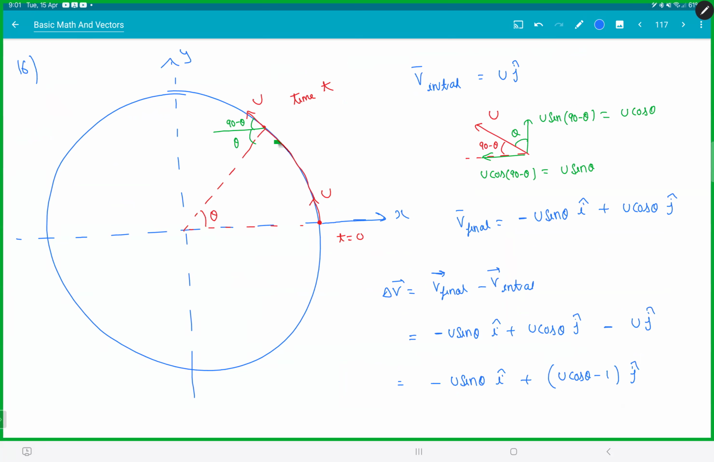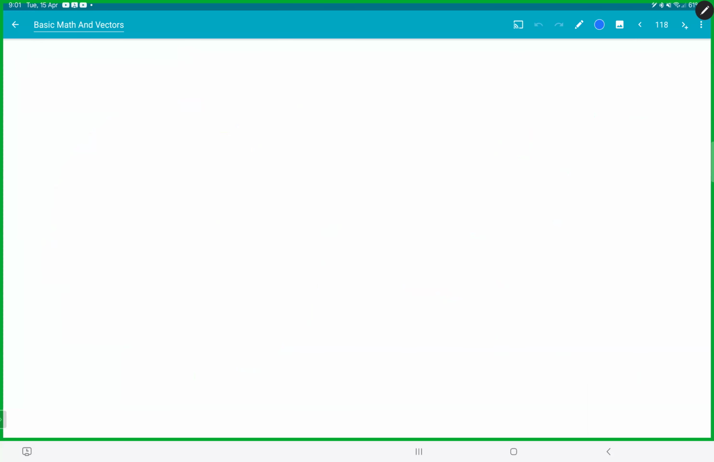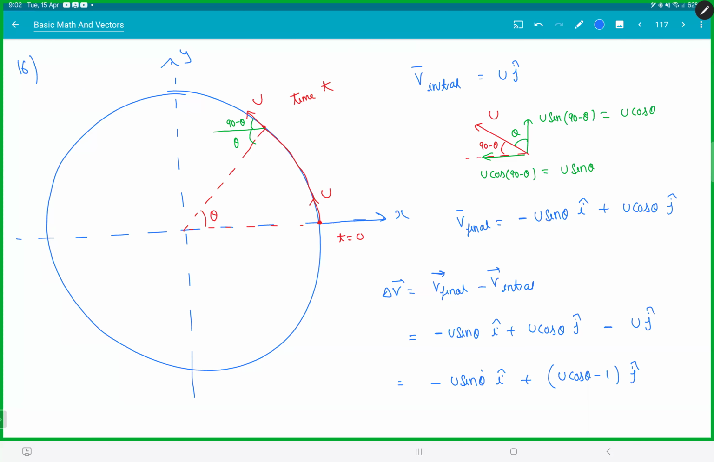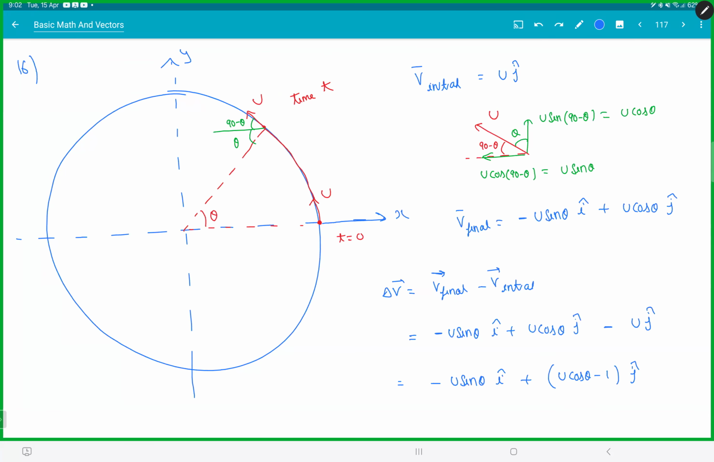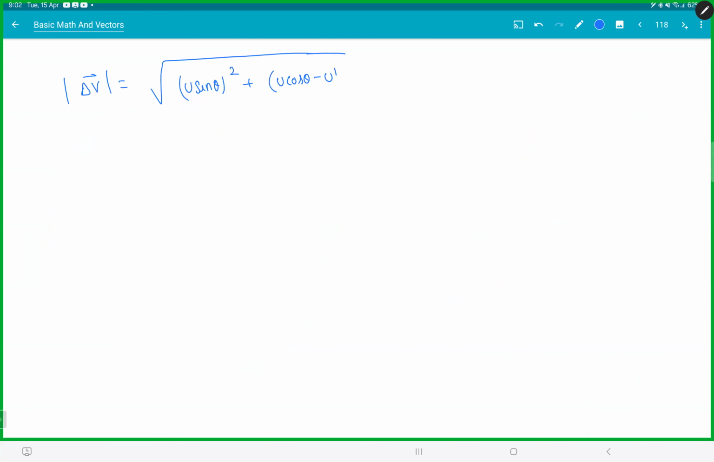But that's not the answer. Now you want the magnitude of this vector. So the magnitude of delta V bar is what? The root over coefficient of I square plus coefficient of J square. That will be root over U sine theta whole square plus U cos theta minus U, whole square. You're done. Expand this.